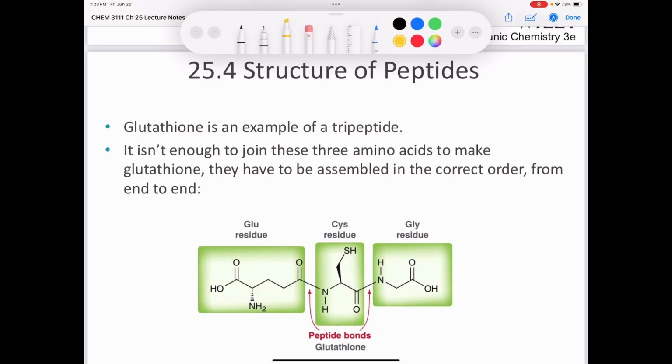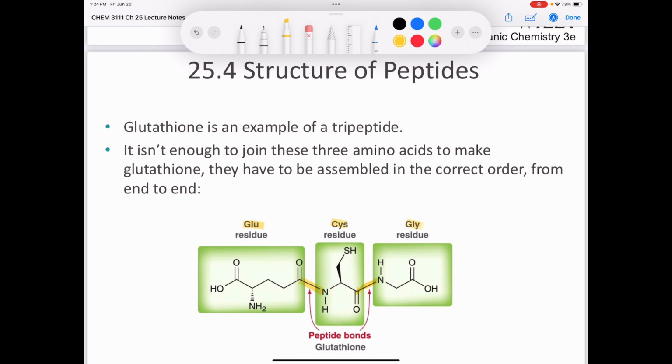We saw earlier in this chapter that amino acids are joined together to form peptides. And remember that a peptide bond is nothing more than an amide bond, but it's between amino acids. As an example, glutathione is a tripeptide, which is assembled from glutamic acid, cysteine, and glycine. And you see it here, so we have our glutamic acid, there's our first peptide bond, then we have our cysteine, second peptide bond, and then we have our glycine right here.